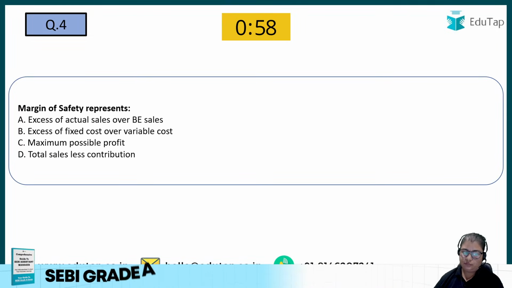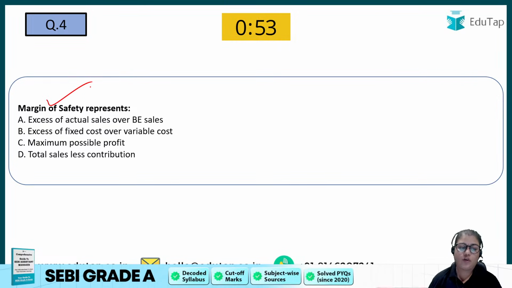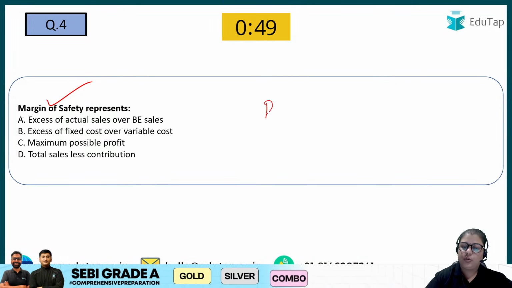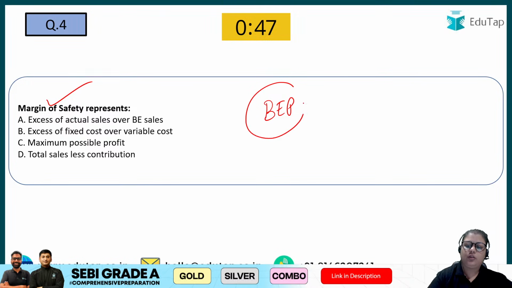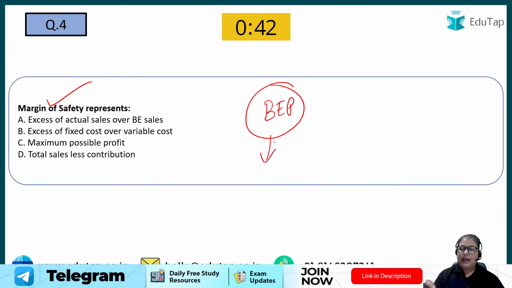Question number 4. What do you understand by margin of safety? Again, a very important concept. Margin of safety क्या होता है? So I told you what is break even point. Did I tell you or not in the previous slide? Yes, that is the point at which I'll be having no loss and no profit.